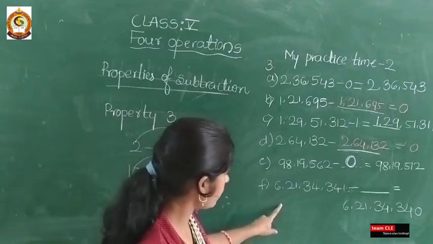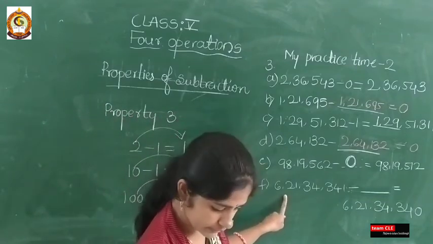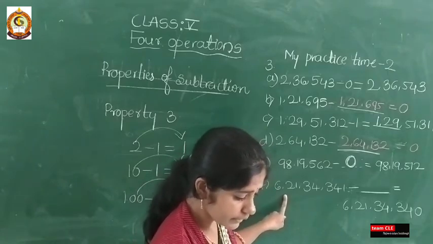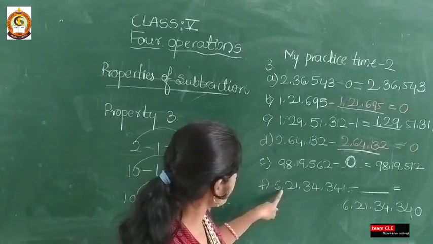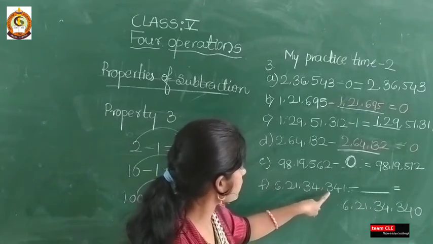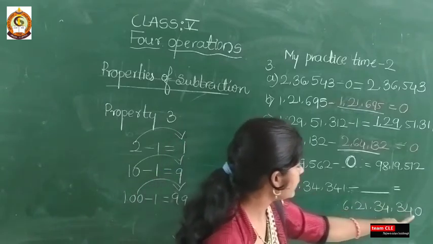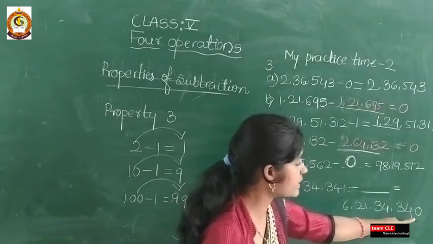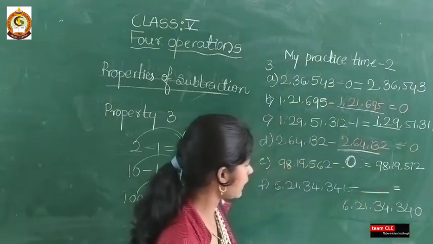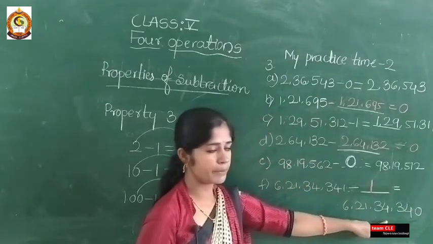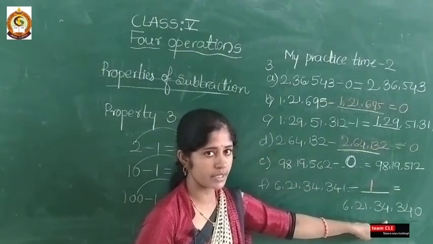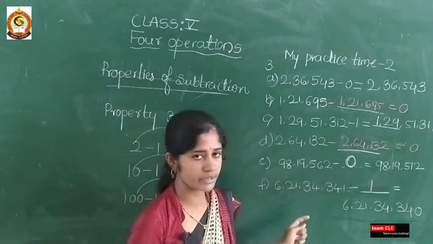See here, one more question is there, and here I got the same number. 6,21,34,341 is there, and here I got the predecessor. Here 40 is there. Then what do I have to write here? I have to write 1 here, because I got the predecessor when we subtract 1 from the given number.